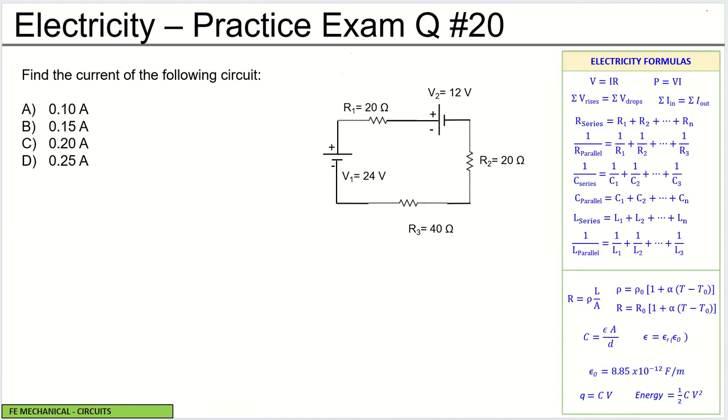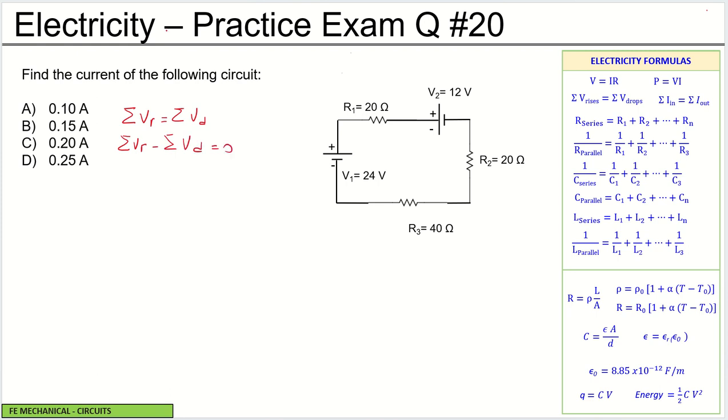We are going to use Kirchhoff's voltage law, which basically says that the sum of the voltages around a closed loop in any circuit must be equal to 0. Basically, all voltage rises equal the voltage drops. But what I like to do is put voltage rises minus voltage drops equals 0.